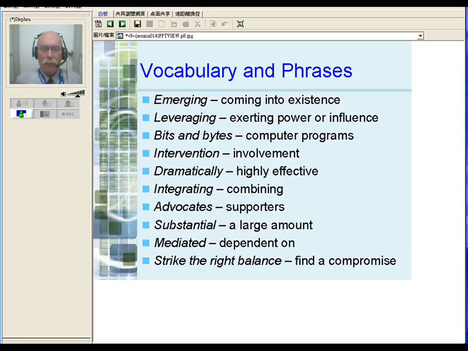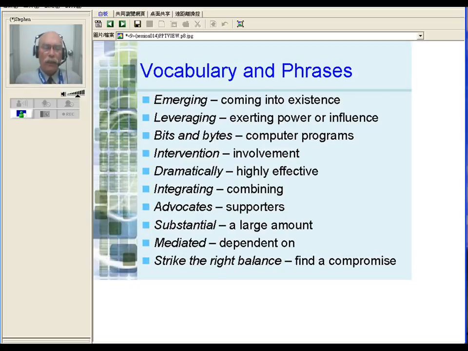And bits and bytes are another name, a kind of slang word, for computer programs. And intervention is involvement. So our automation usually has no human intervention, right? Dramatically is highly effective, okay? And it can be a lot, a great amount.